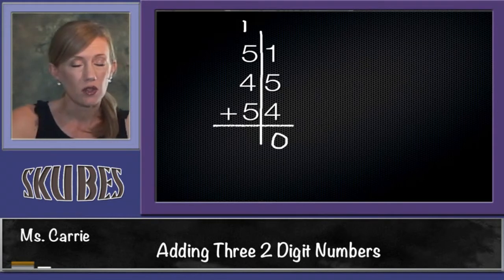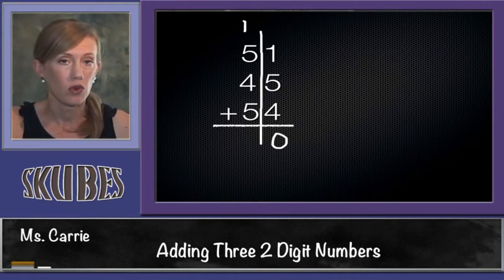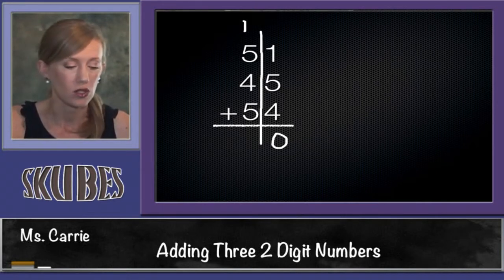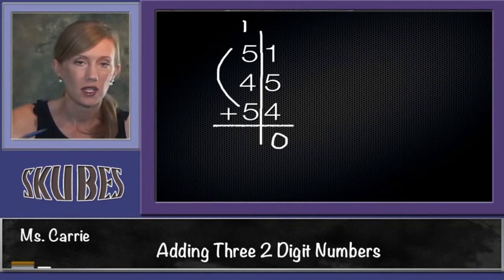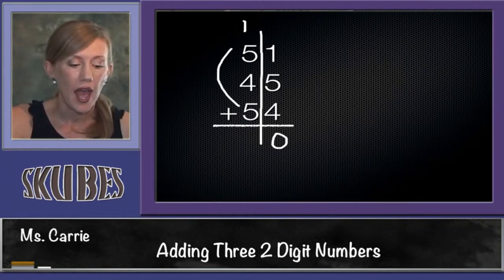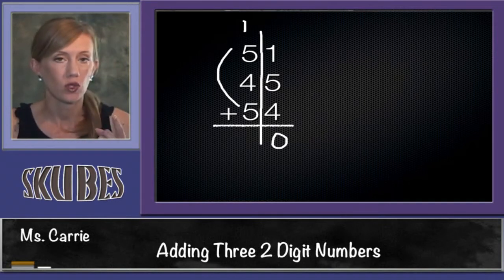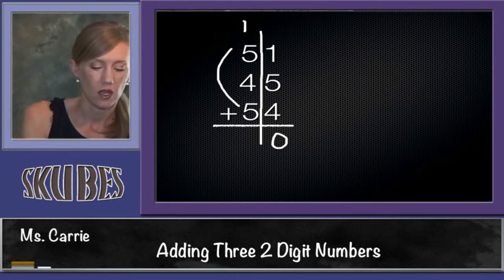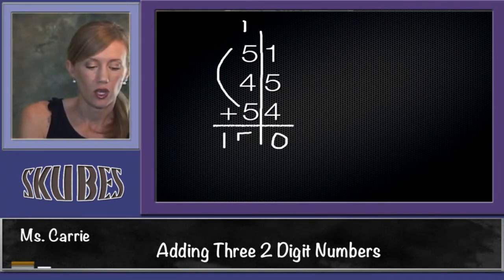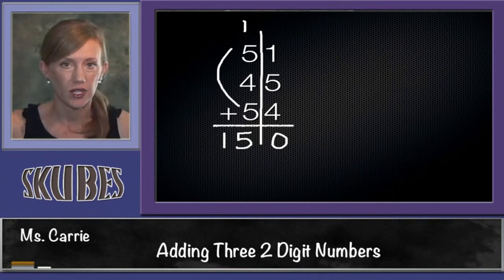Another thing you can do, besides starting with the biggest number and then going to the next biggest number, is to group numbers together that you quickly know the answer to. Well, I know that 5 plus 5 is 10. Now I'm going to add 4 more: 10, 11, 12, 13, 14, and let's not forget our 1 at the top is 15. So our answer is 150.